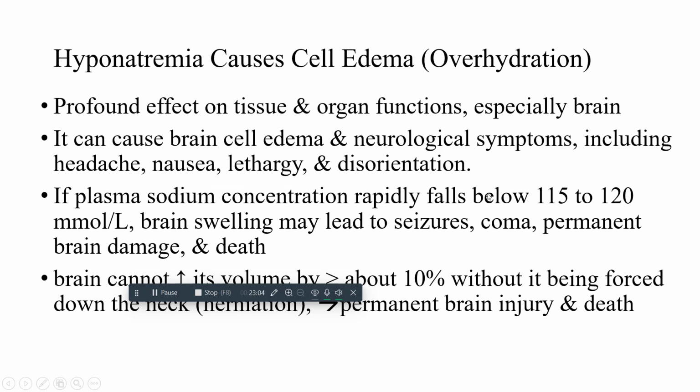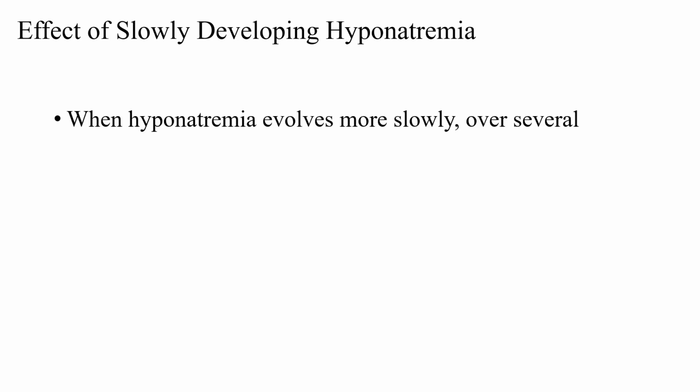So how much is the normal plasma sodium concentration? 142 to 138. When it falls below 115 or 120, brain swelling leads to seizure, coma and permanent brain damage. And if not treated, that may cause death. Because the brain is in a box, its volume is fixed at about 1500 milliliters. If swelling is there, it will increase the intracranial pressure, right? It cannot increase volume beyond about 10% without the brain being forced down, causing herniation, permanent brain injury and death, right?